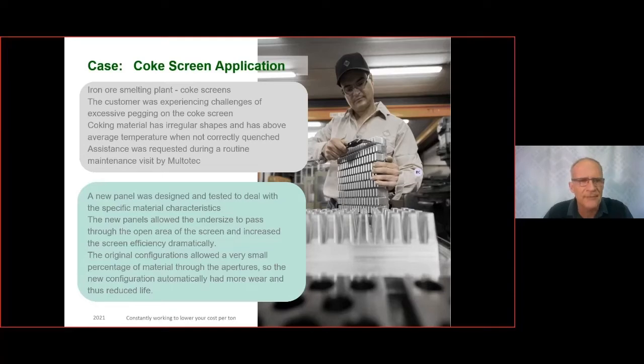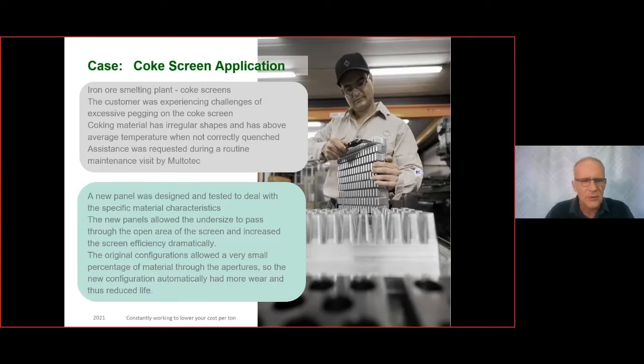in the following slide. Now the coking material, they are very ugly shaped particles, and when they're not quenched properly, they're slightly over what they're supposed to be temperature, and it tends to burn the material. So we get a combination of pegging and where this material actually sort of burns into the screen media.